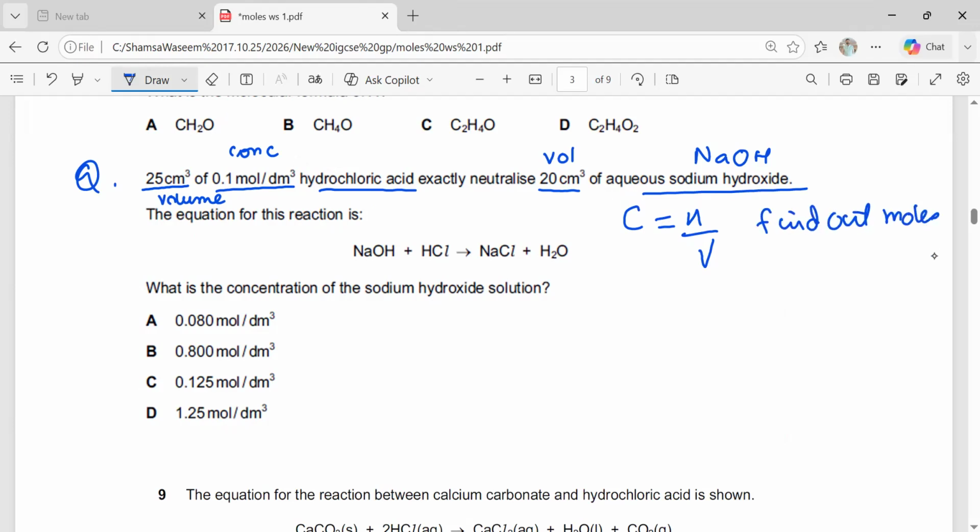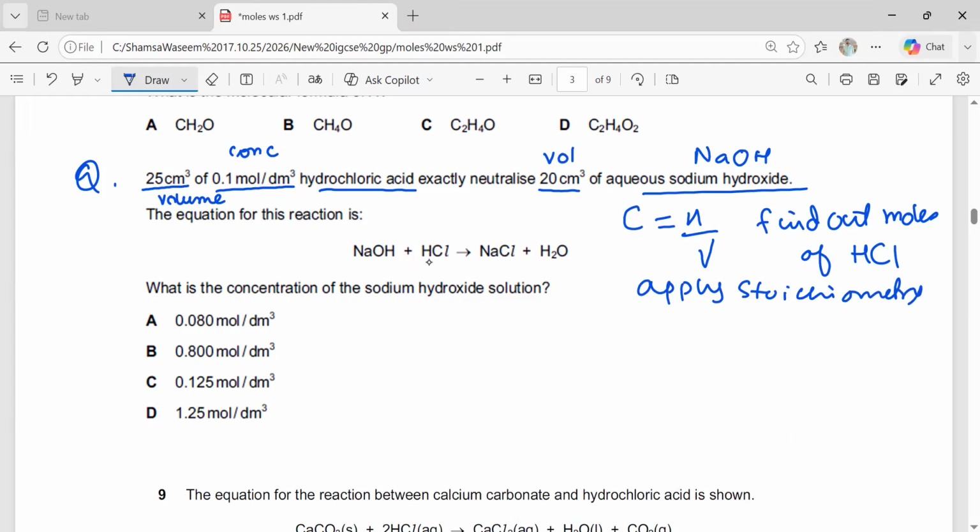Do let me know, Ambreen, Tuba, Anya, is that step clear? Yes. Why can we look for the moles of these? Because our volume is also known and concentration is also known. Once you find out the moles of hydrochloric acid, what will you do? We are going to apply stoichiometry, right? We are just going to look for the ratio from the equation.